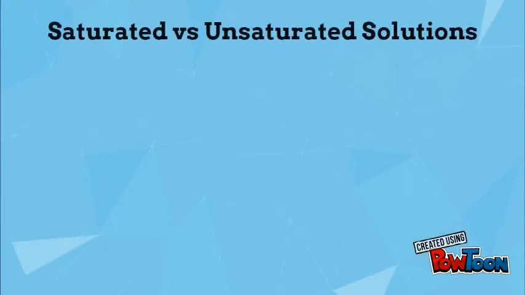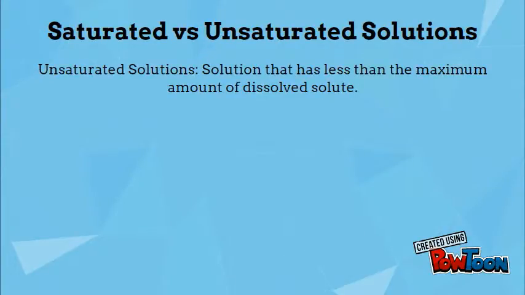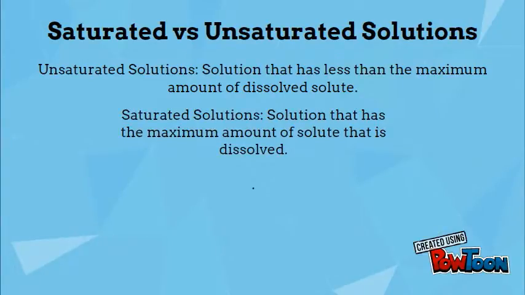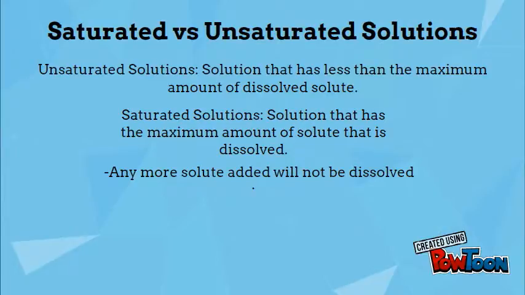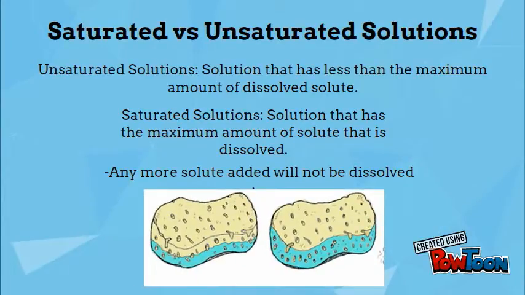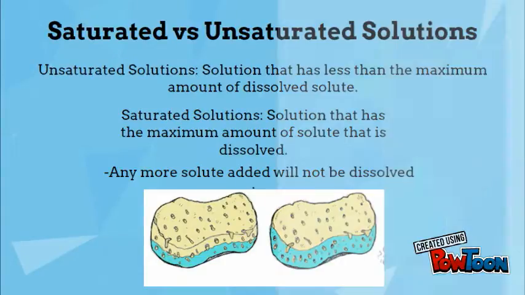With solutions, there are saturated and unsaturated solutions. In an unsaturated solution, the solvent is able to break down more solute and has not reached its limit. However, in a saturated solution, it has reached its maximum amount of solute dissolved and is unable to break down any more. In the picture below, the left sponge would be like an unsaturated solution, still having remaining capacity. The right sponge would be like the saturated solution, already reaching its maximum.